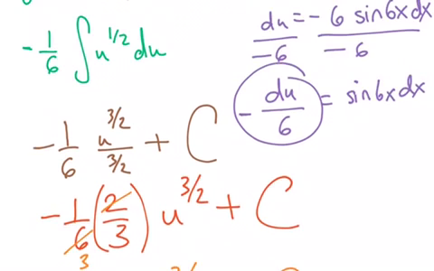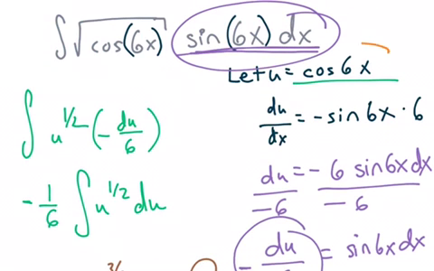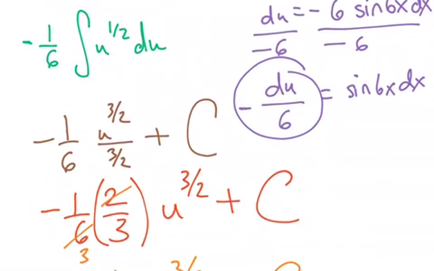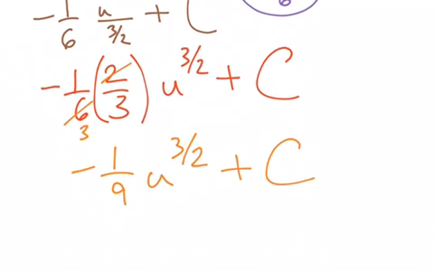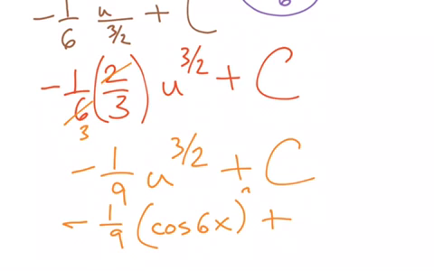Well, we are solving for x, not u, so if we look here, u is cosine 6x. So negative 1/9 cosine 6x, and all of that's raised to the 3 over 2 plus c. And that's it. There's your answer.